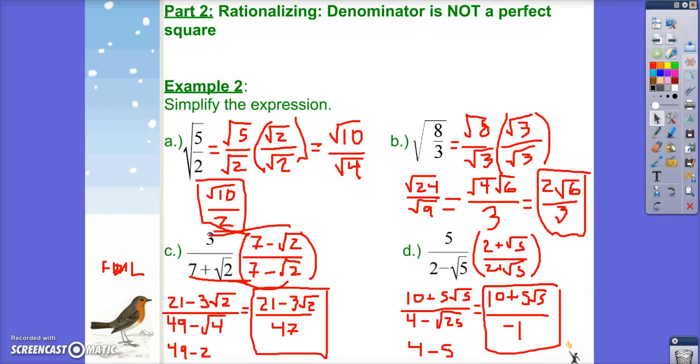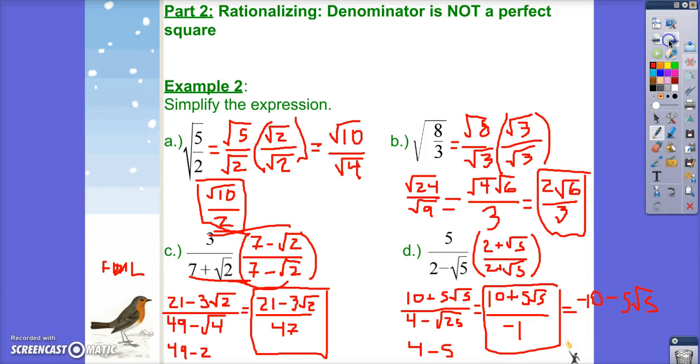You get 10 plus 5 root 5 over negative 1. Be careful. If you wanted to simplify, you could divide them both by negative 1, which would mean change the signs up top, and you could get negative 10 minus 5 root 5. Honestly, if you left it as the boxed answer, that's okay as well, because I know these are complicated.